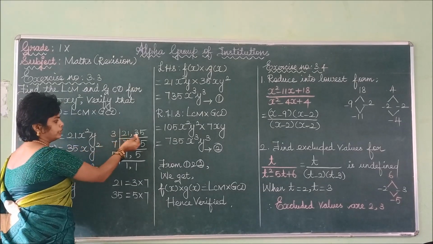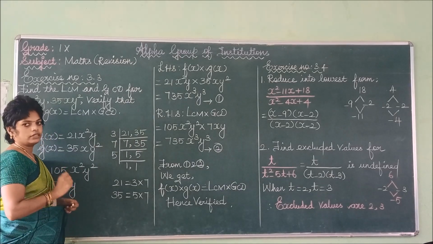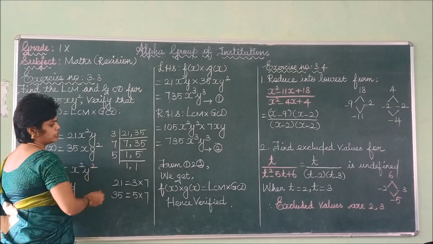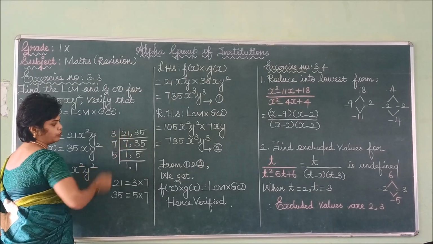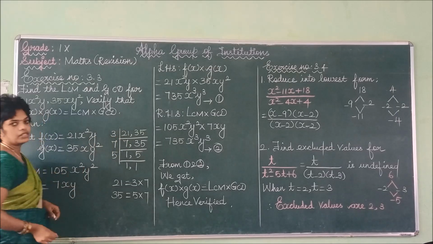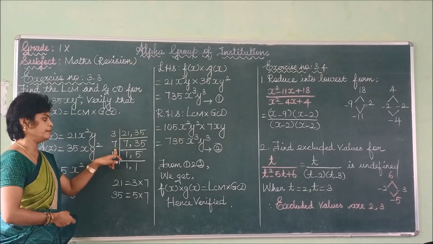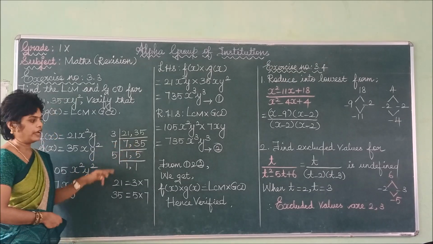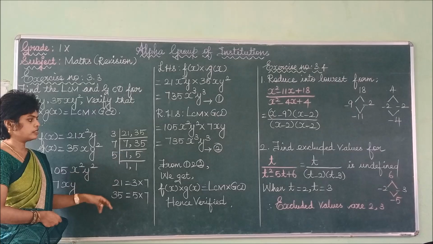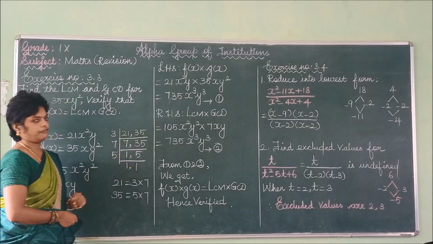21 and 35 are odd numbers, so they must be divided by odd number tables only. First take 3. How many 3's are 21? 7 3's are 21. 35 doesn't come in the 3 table. Now take the next table, 7. 7 comes in both 7 and 35. How many 7's are 7? 1 7 is 7. 5 into 7 is 35.